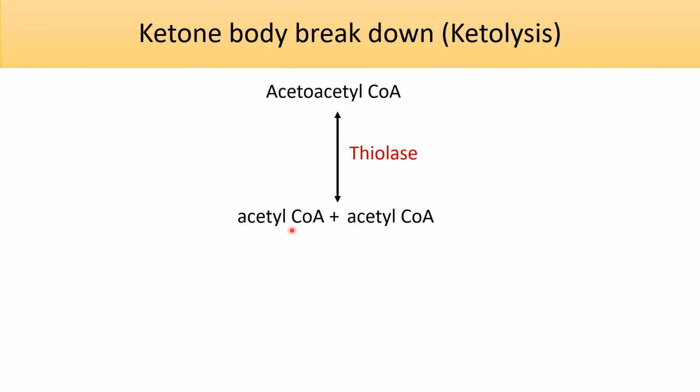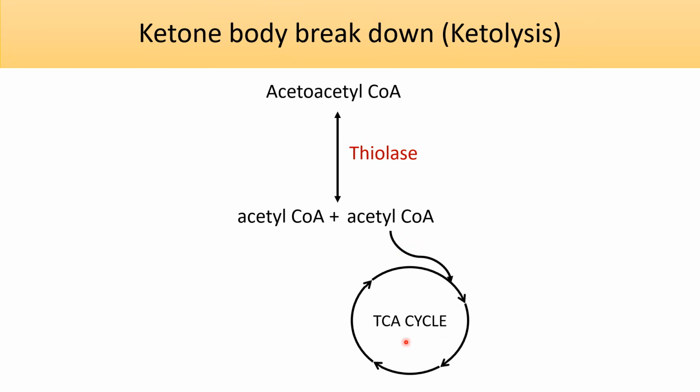Once acetyl-CoA is formed, this acetyl-CoA will enter the TCA cycle, and from the TCA cycle we'll get NADH and FADH2, which are going to enter the electron transport chain to produce ATP. So totally 10 ATPs will be produced from one acetyl-CoA. So that's all about ketolysis. If you learn ketogenesis, the opposite to some extent will be ketolysis.